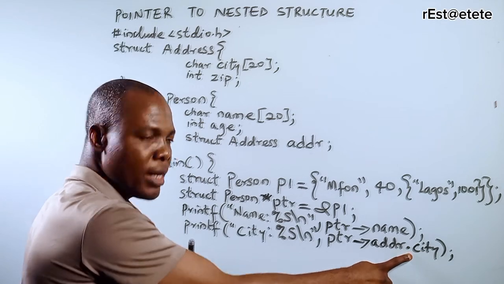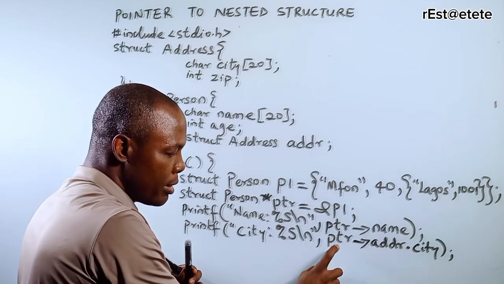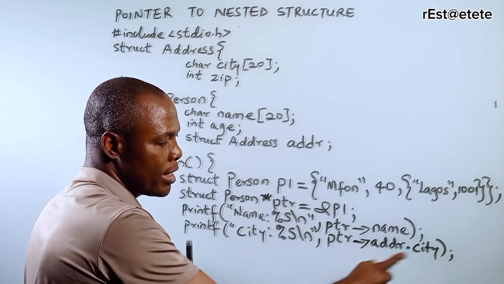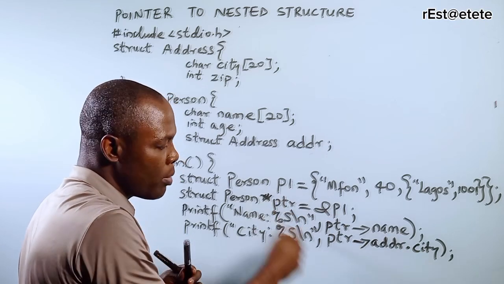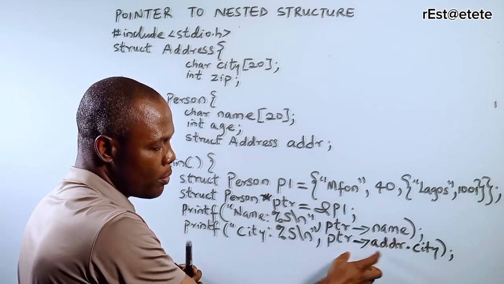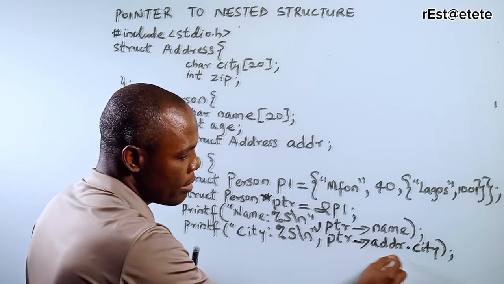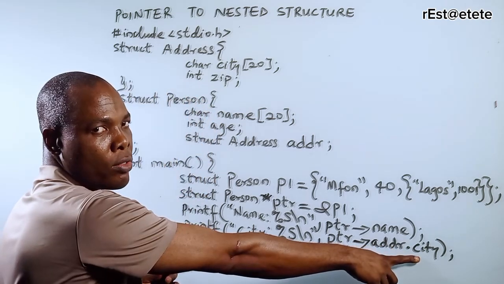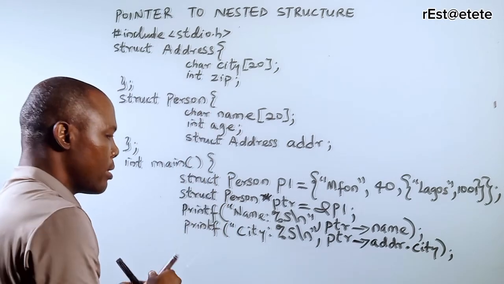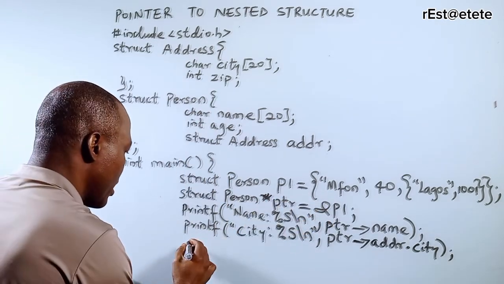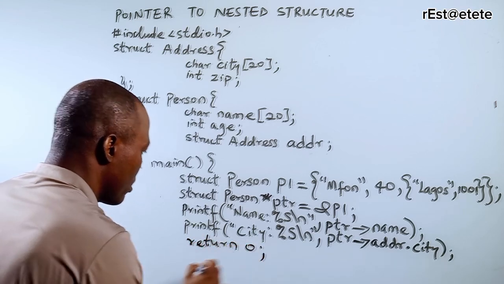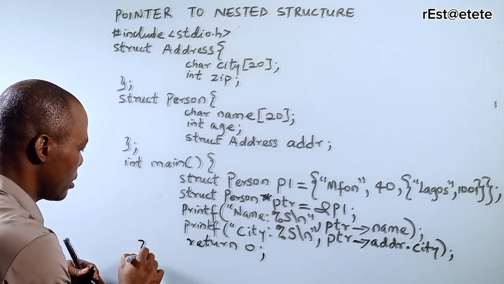That's the difference. In the last class, we did the variable, which is p1 dot address dot city. But in the case of a pointer, it is pointer arrow address dot city. So this operator accesses this, and then inside it, you now use the dot operator to access the city. The same way you're going to access the zip, right? So I can end my program there, and I'll say return 0. Then I close this.